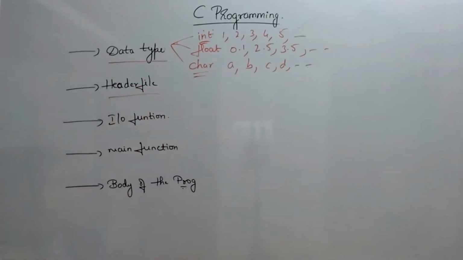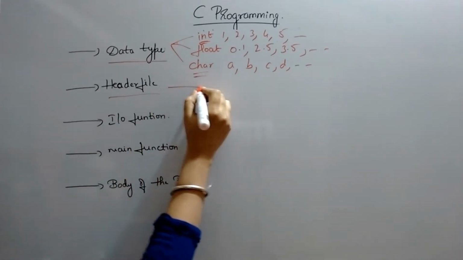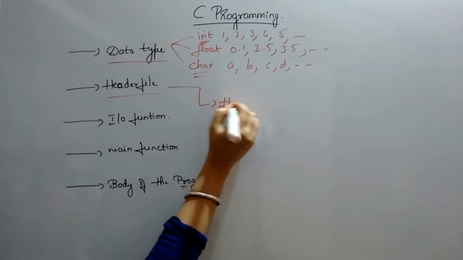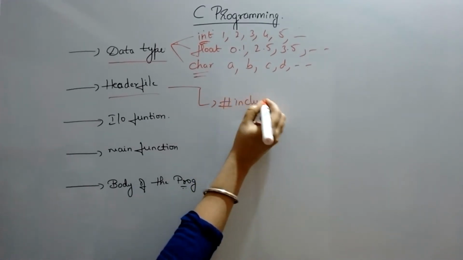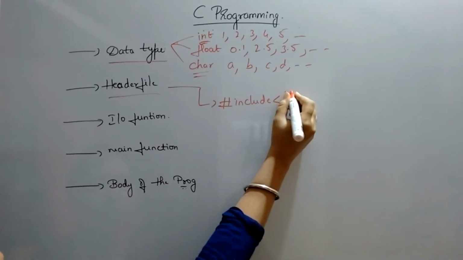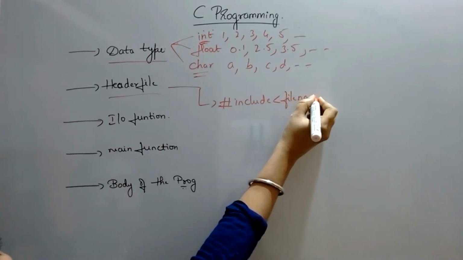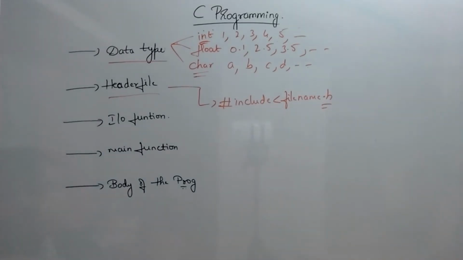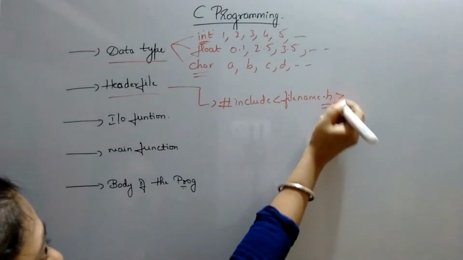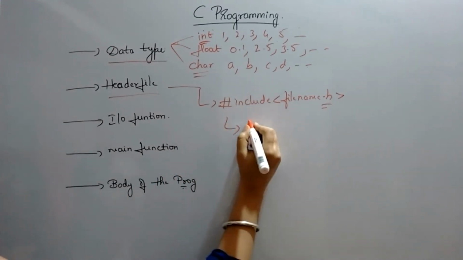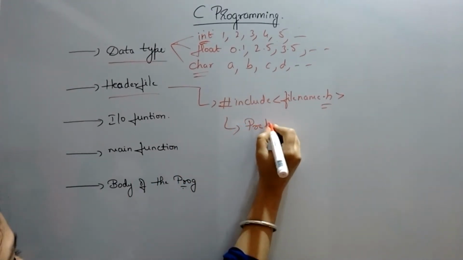Next, coming to header file. See, the basic format to write the header file is hash include, and within the angle bracket we have to write the file name .h. .h is the extension of the header file. Close this angle bracket. Fine, these header files are preprocessor directives.